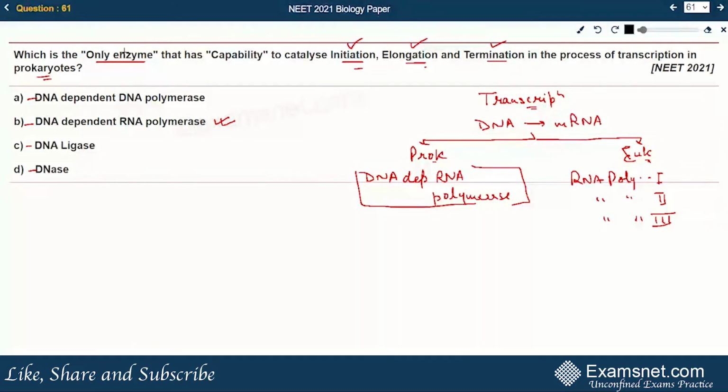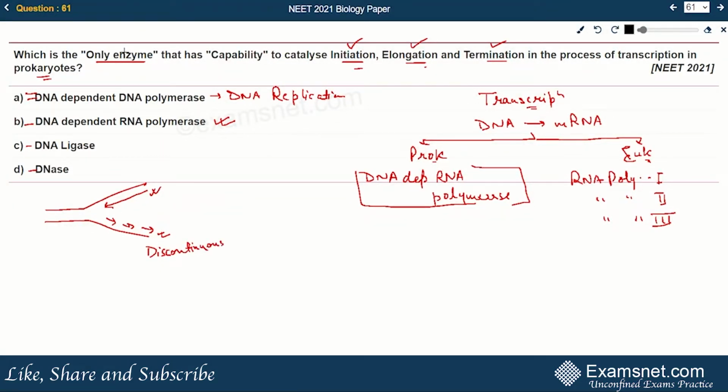Option A is DNA-dependent DNA polymerase. This is an enzyme which is used during the process of DNA replication. What happens during DNA replication? We know that the genetic information is copied from one strand of DNA into a new strand, that means the DNA is duplicated. Also, we know that during this process, one of the strands is synthesized in a continuous manner, whereas the other strand is synthesized in a discontinuous manner, right? As you can see here.